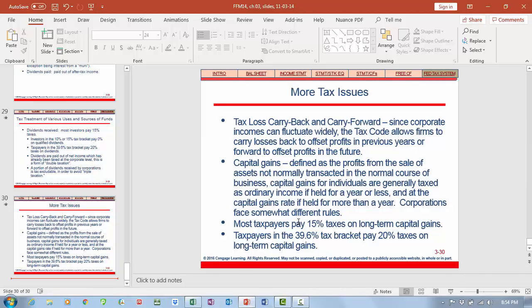So on the short term, you obviously are paying a higher rate if you come into a higher bracket. But if you keep a property for, let's say, more than 1 year, then you are paying only the capital gain tax, which is 15%. If you sell the property and make money, then you pay only 15%. If you sell the property and make money within 1 year, then you're paying at a much higher rate. Taxpayers in the 39.6% tax bracket pay 20% tax on long-term capital gains.